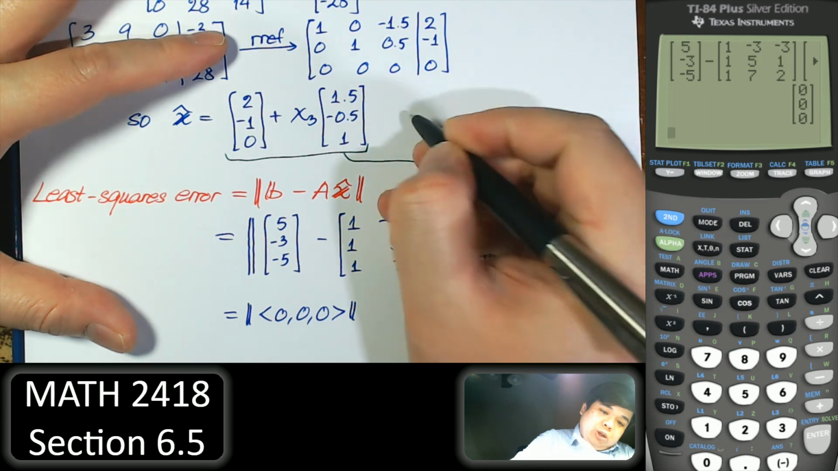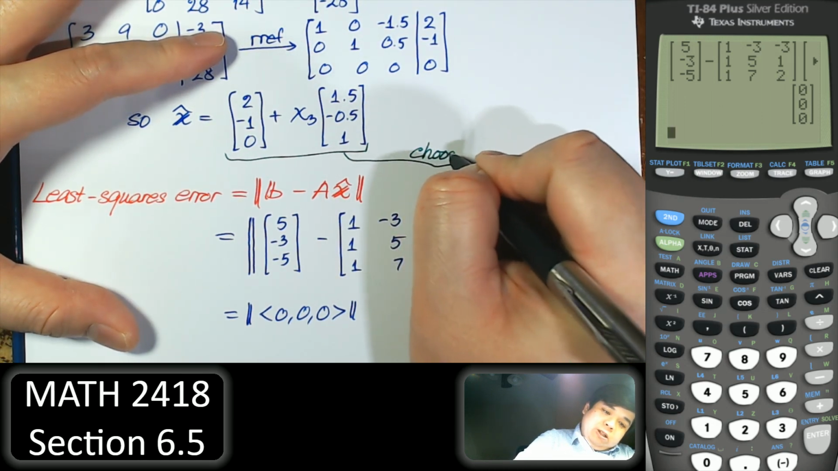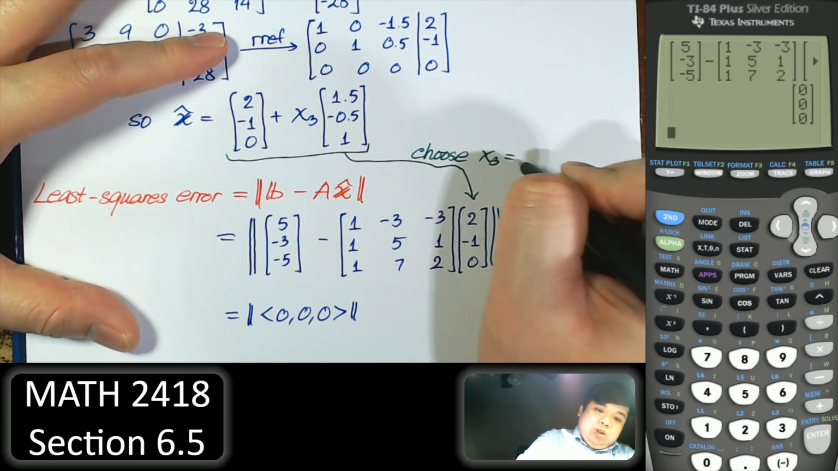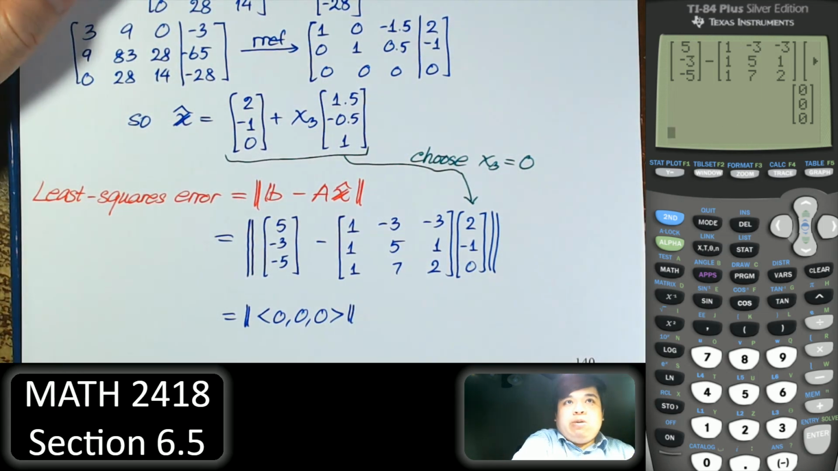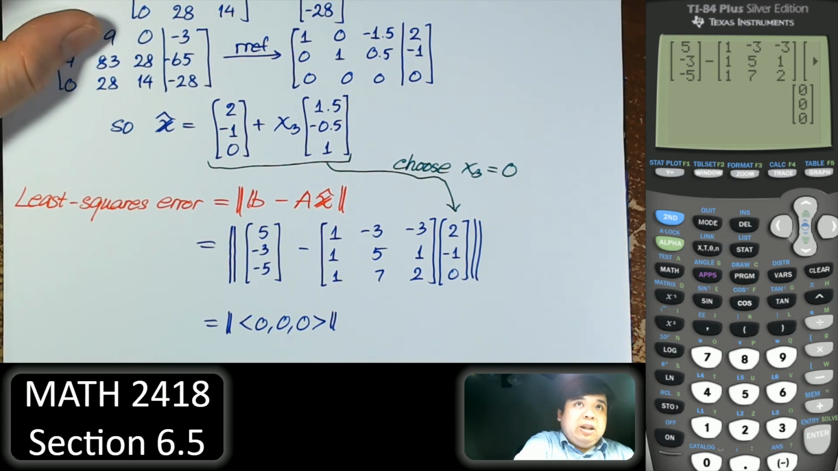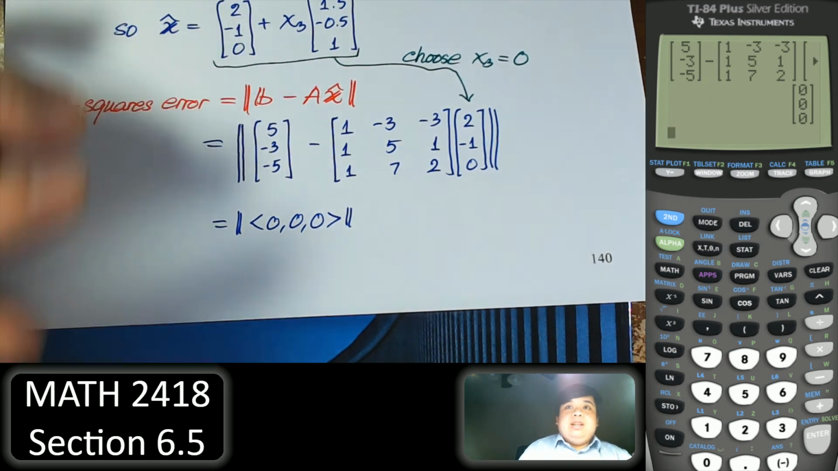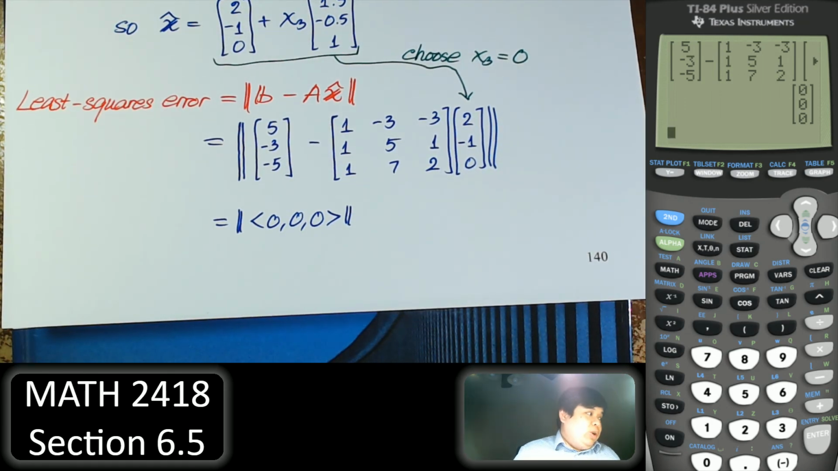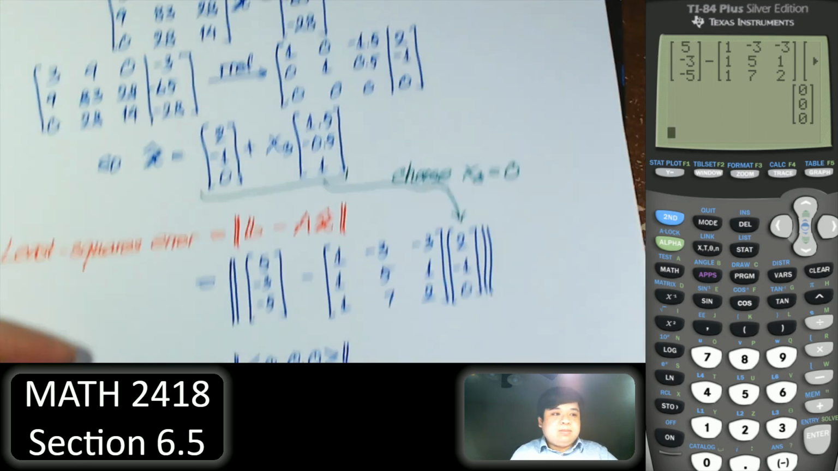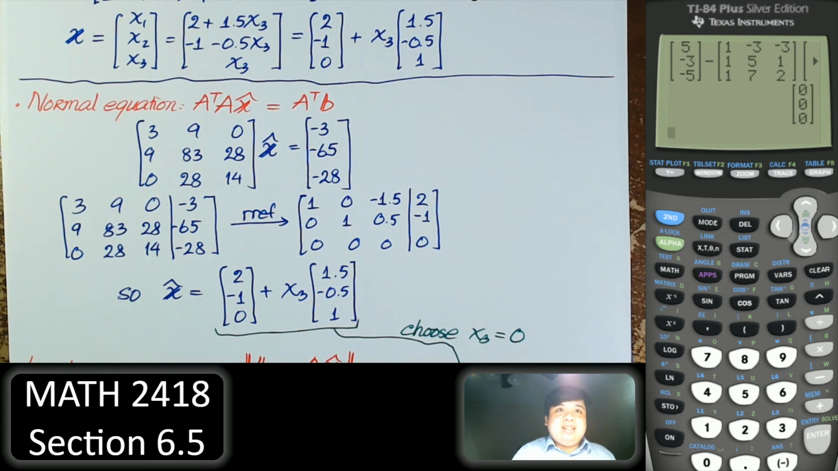So we have the perfect solution. Here we choose x3 equal to 0 just for simplification. Of course, x3 can be anything. The least square error is still 0. In that case, we have the exact solution, x and x hat.